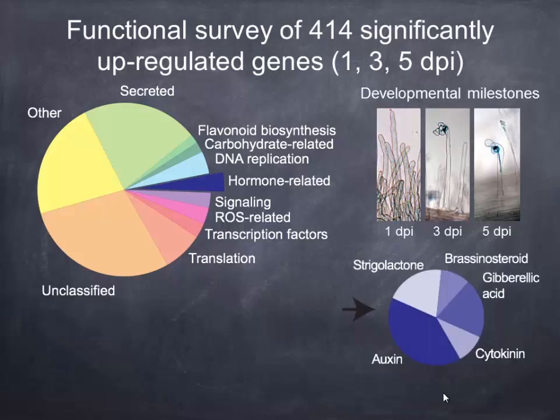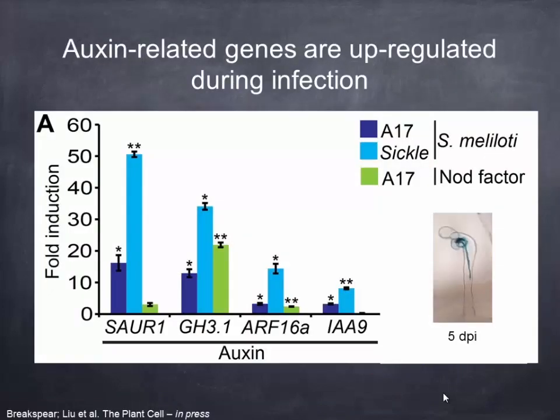And to expand this, you can see that the signatures for auxin, strigolactone, brassinosteroid, gibberellic acid, and cytokinin are all represented. I want to talk a little bit more about auxin. So the auxin genes that are regulated are shown here: SAO1, GH3, ARF16A, and IAA9, and these are all early auxin responsive genes. And if you look at the dark blue bars, this shows the level of upregulation of these at 5 dpi, so during infection thread elongation in a wild type.